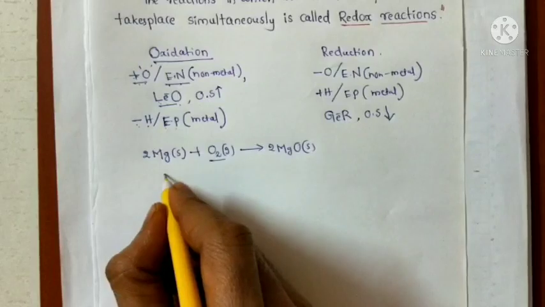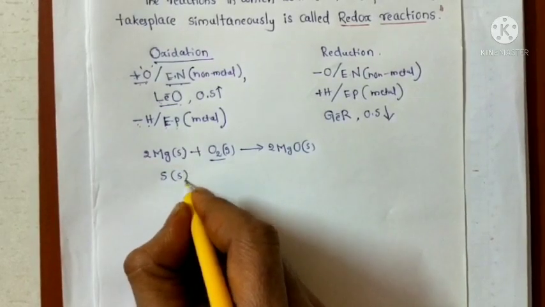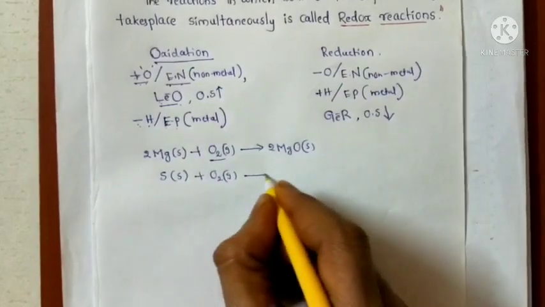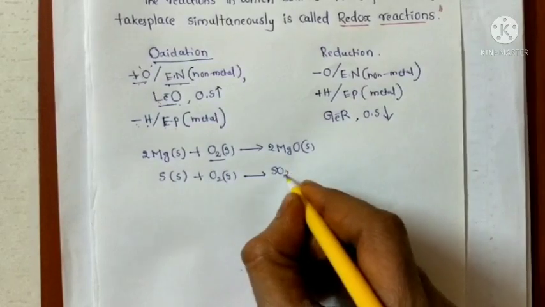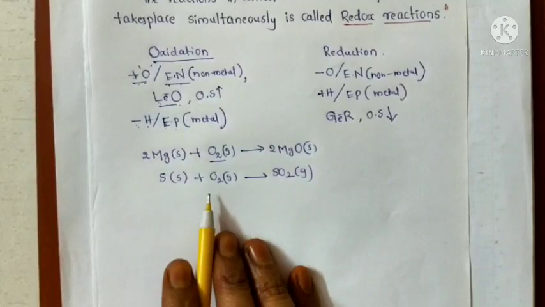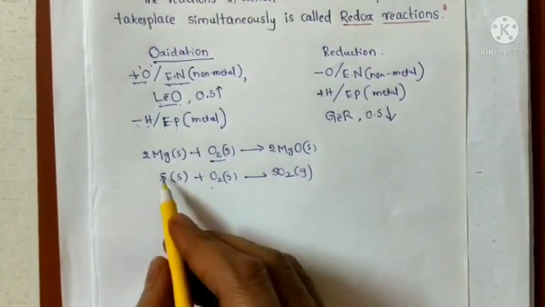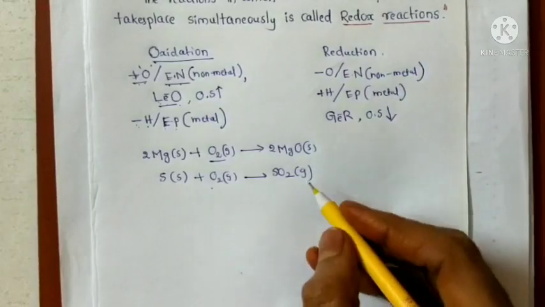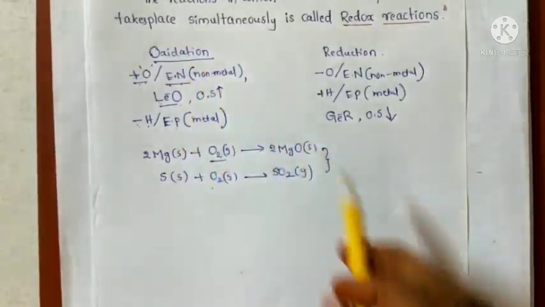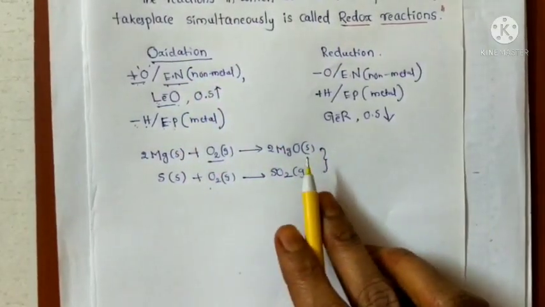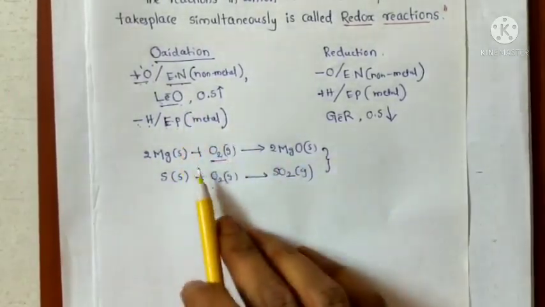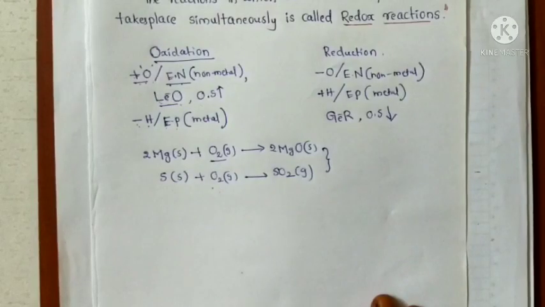And another one: 1 mole of sulfur reacts with oxygen to form sulfur dioxide. Here also, addition of oxygen takes place, that's why sulfur undergoes oxidation, and this reaction is called an oxidation reaction. So these two are examples of oxidation reactions. From this addition of oxygen we can define that these reactions are oxidation reactions.